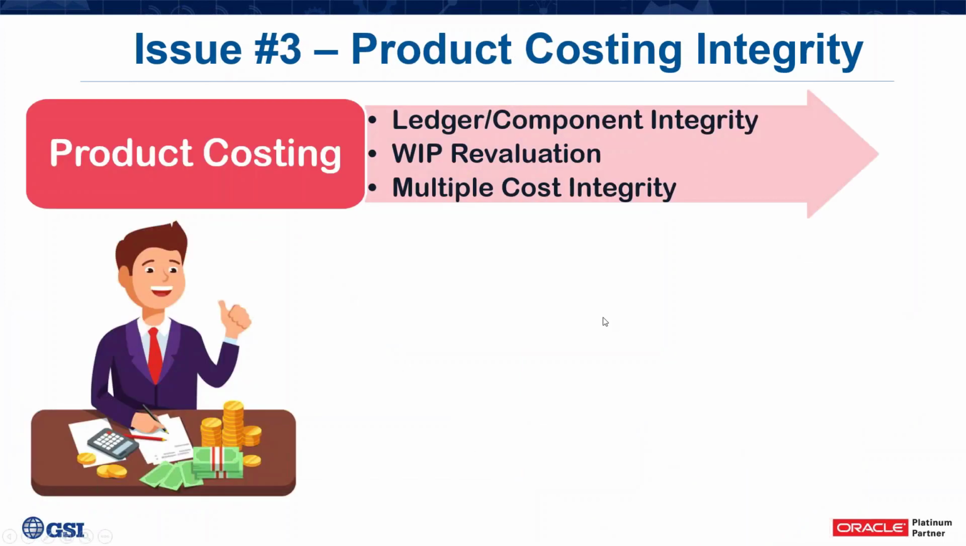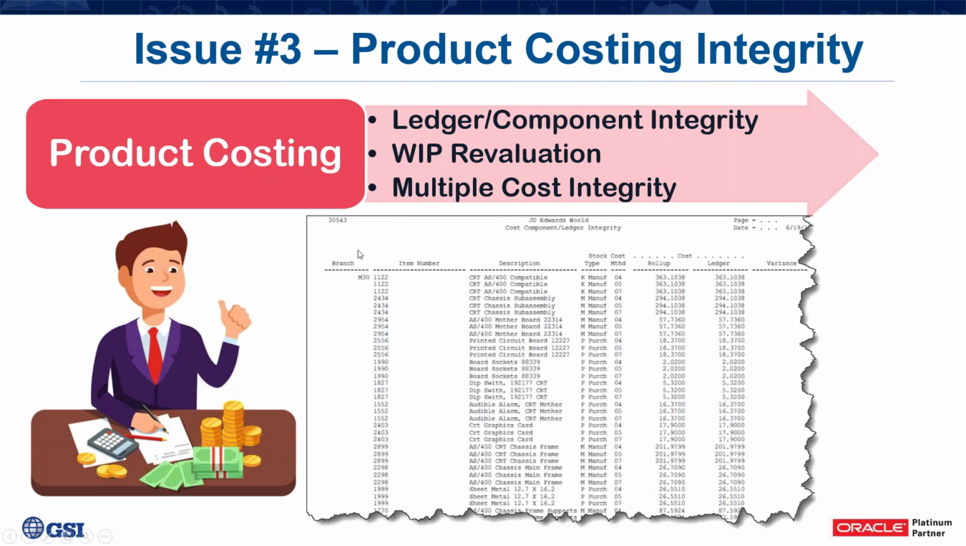Issue 3, product costing. And here I'm going to talk about a couple of integrity reports that are available to you, right within JD Edwards. And of course, there's one that we should run that's not available, but I'll give you a hint on that. So the first would be this ledger component integrity report. And I'll throw up an example of that for you right here.